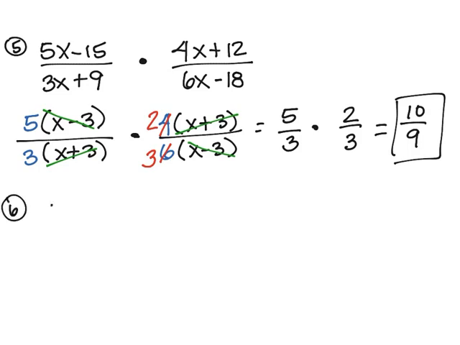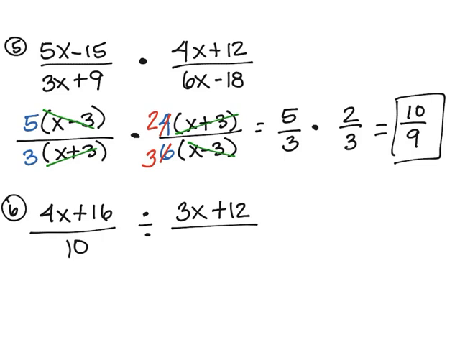Let's do 4x plus 16 over 10 divided by 3x plus 12 over 18. First thing we're going to do is what? We've got to flip the second one because this is division, right? I'm going to flip it, but if you need to rewrite all of it, that's fine. But I'm going to go ahead and reduce the first one, and when I get to the second one, I'll flip it.